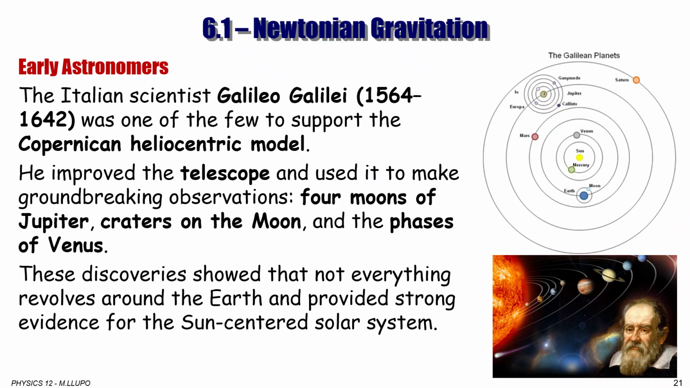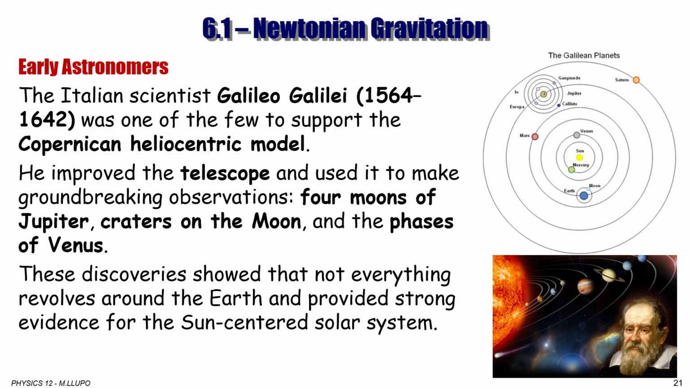The Italian scientist Galileo Galilei was one of few to support the Copernican heliocentric model. He improved the telescope and used it to make groundbreaking observations: 4 moons of Jupiter, craters of the Moon, and phases of Venus. These discoveries show that not everything revolves around the Earth and provide strong evidence for the Sun-centered solar system.